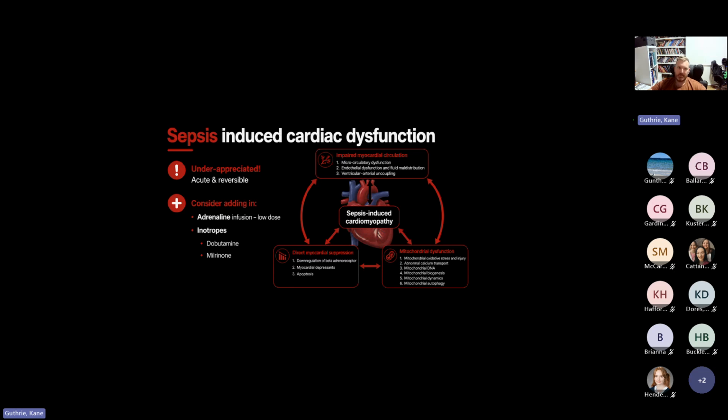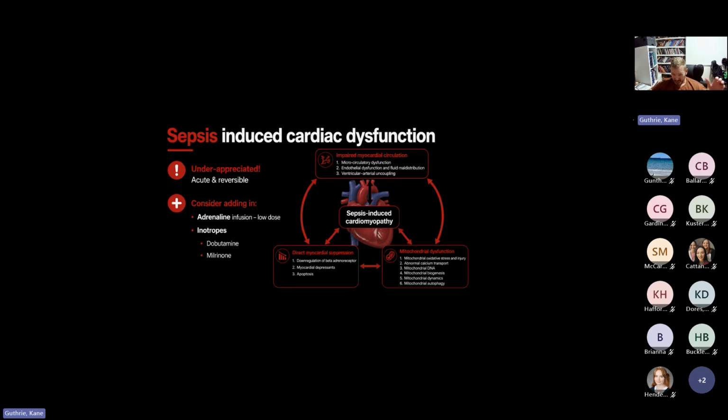Remember, when we're dealing with septic shock, up to about 40% of patients will get sepsis-induced cardiac dysfunction. They're getting impaired myocardial circulation. They're getting direct myocardial depression from the infection, and they get mitochondrial dysfunction, all right? It is underappreciated, but it is acute and reversible. So this is where we may add in a low-dose adrenaline infusion, or we may put them on an inotropic agent like dobutamine or milrinone for that.